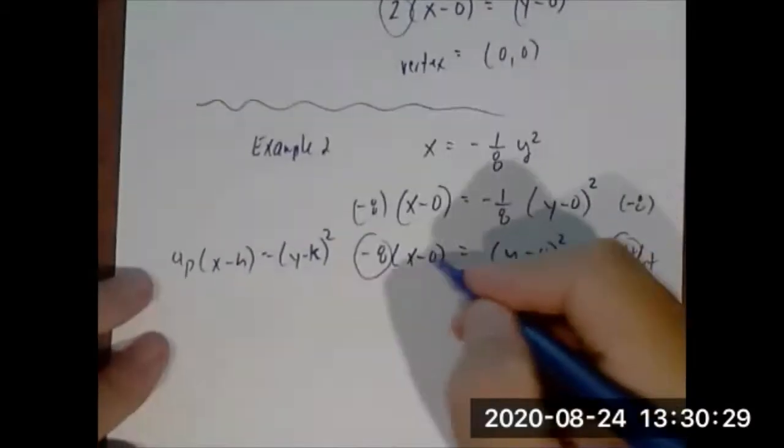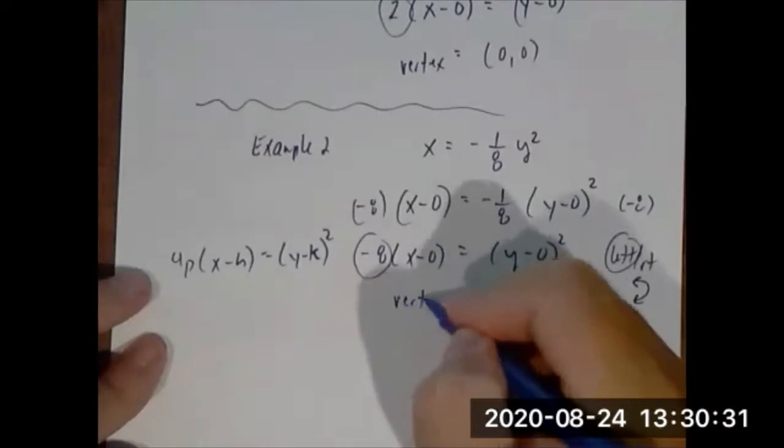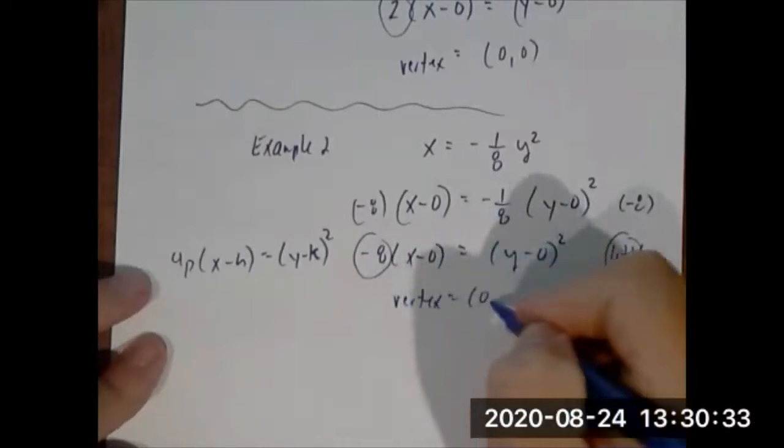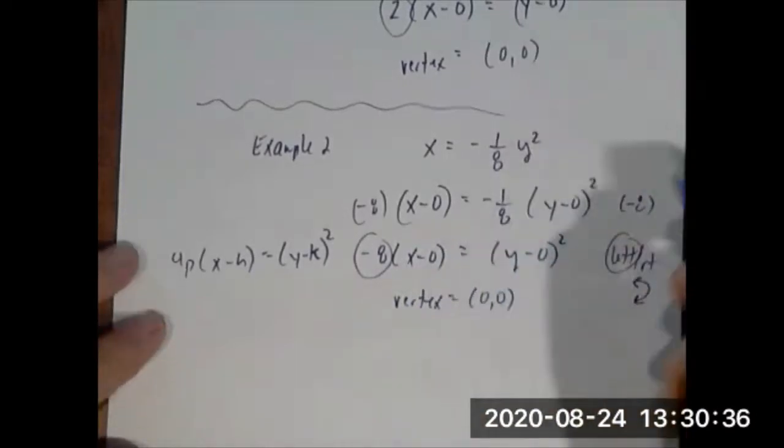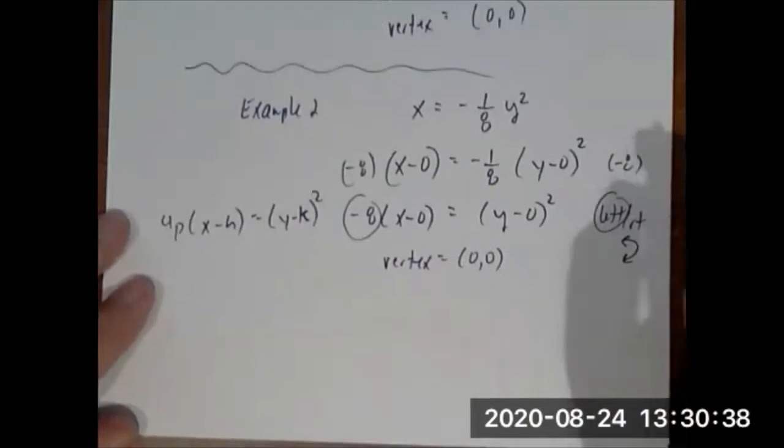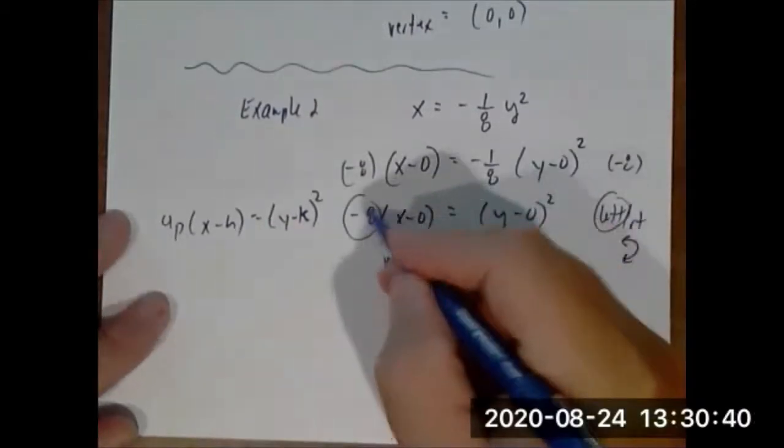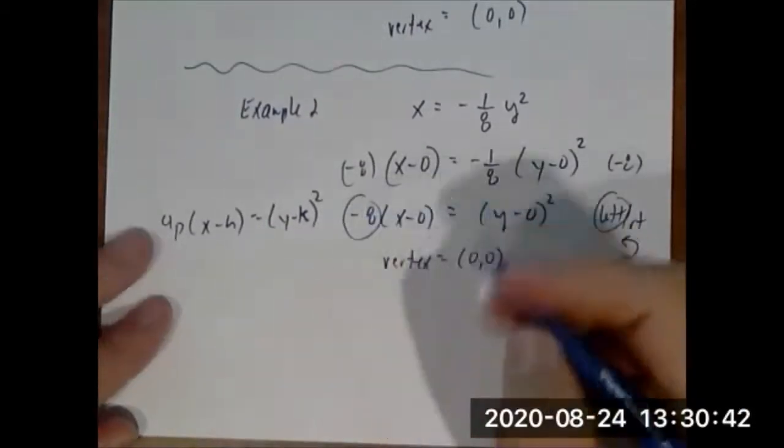So, vertex, right? Pretty straightforward. 0, 0, it's going to be at the origin. Let's figure out what p is. Well, 4p is -8.